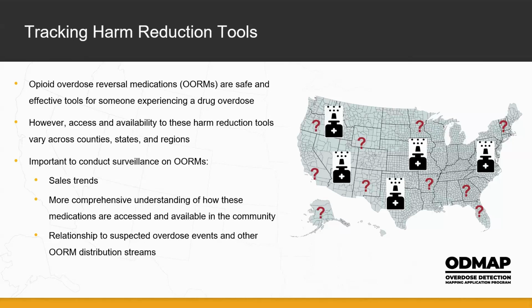Therefore, under the umbrella of harm reduction and building out onto the naloxone layer, monitoring opioid overdose reversal medications emanating from other access points will help us understand trends such as retail sales and cost per unit, building a more comprehensive understanding of how these medications are accessed and available, and also their relationship to suspected overdose events and other naloxone or opioid overdose reversal medication streams.